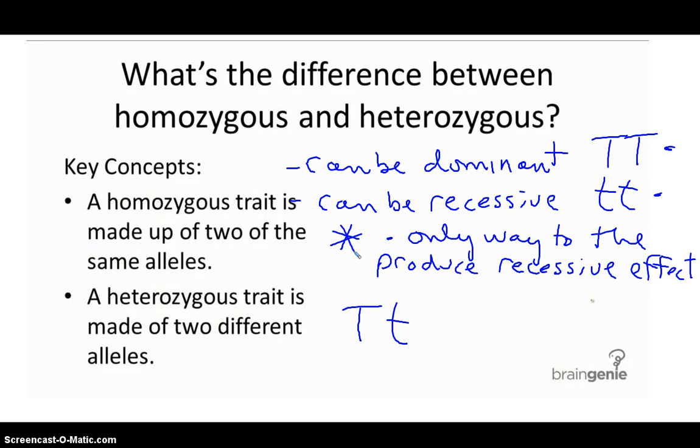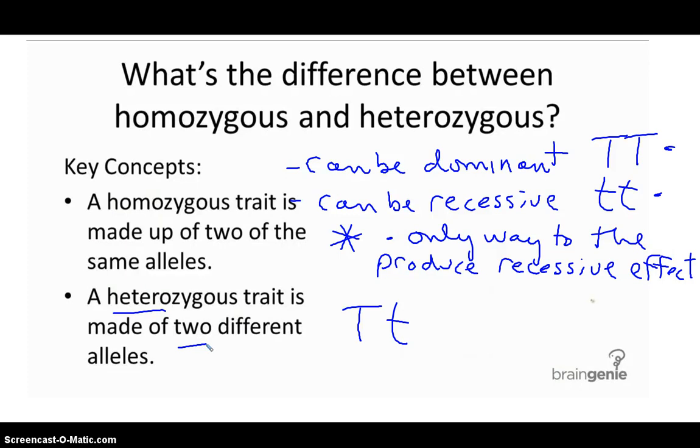So in the case of humans, blue eyes is a recessive gene, and the only way someone can have blue eyes, if they're little b, is they have to inherit two recessive genes for that. And a heterozygous trait is made up of two different alleles. So again, just learning the vocab a little bit and being familiar with those.